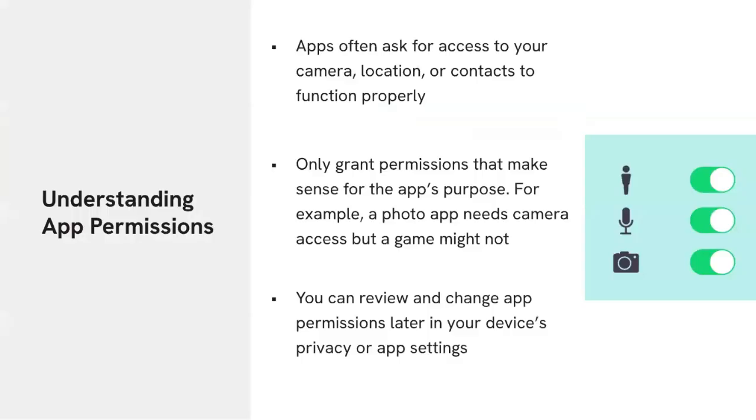And now we're going to talk about app permissions. So apps often ask for access to your camera, location, or contacts to function properly. Only grant permissions that make sense for the app's purpose. For example, a photo app needs camera access, but a game might not. So you might review or change app permissions later in your device's privacy or app settings.